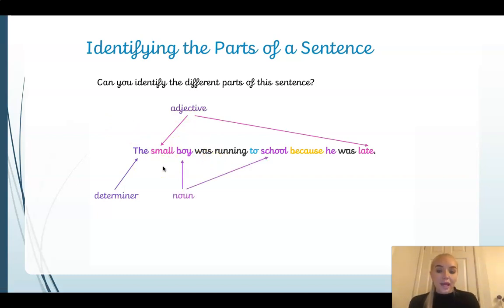These words boy and school, they are things, so they are a noun. Was running, they are both my verbs, as well as was. So it's an action. Was is an action. Running was an action. To, we've got our preposition here, so it's saying the position of where something is. Was running to school. Something was beneath the plant. And because is a conjunction and he is a pronoun.